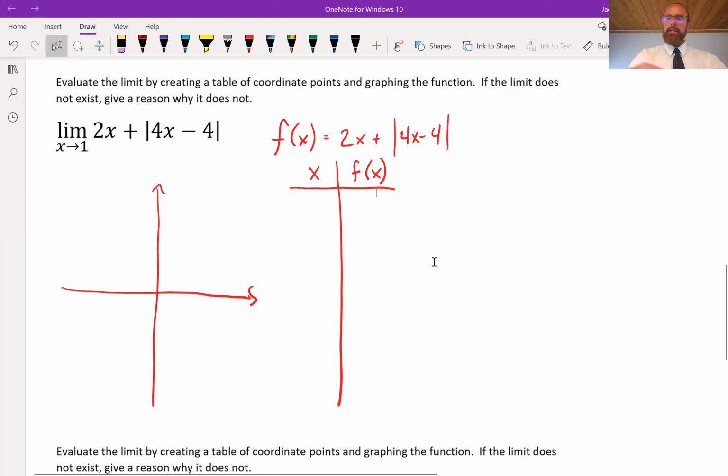So let's take our traditional x values. And in fact, what I want to do is center around this value at 1. So let's put 1 here. And then let's get a couple values on each side. So I'm going to back up to 0 and -1 on the left of 1, and then zoom forward to 2 and 3 on the right of 1. Now let's get our values.